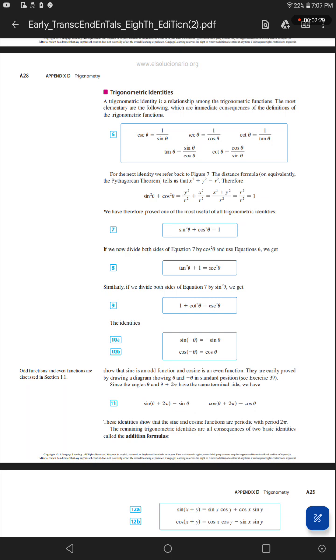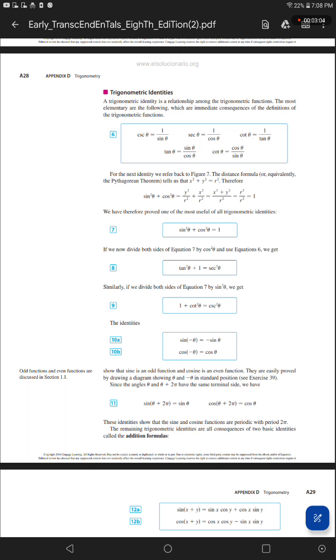The identities 10a: sine of negative theta equals negative sine theta. 10b: cosine of negative theta equals cosine theta. Again, 10a: sine of negative theta equals negative sine theta. And 10b: cosine of negative theta equals cosine theta.